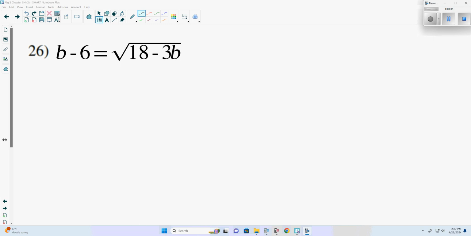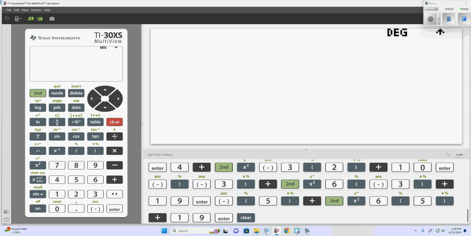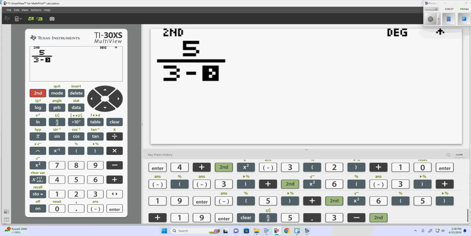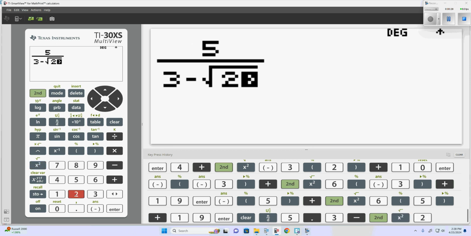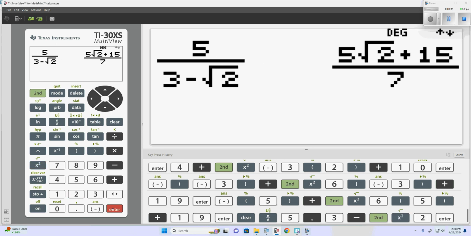Homework assignments before we get started? Number 31 on 5.2. 5.2, number 31. Five squared of 2 plus 15 over 7.